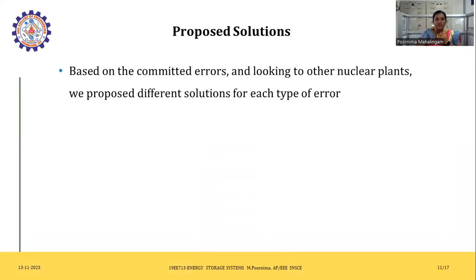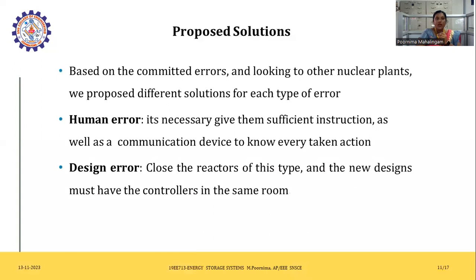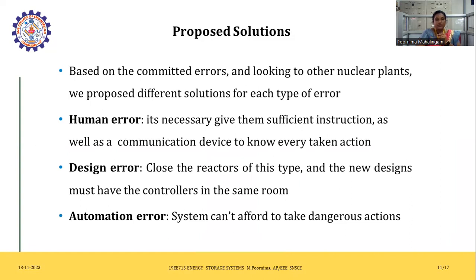So based on the committed errors and looking at the nuclear power plant, we proposed solutions for the three types of error. One is human errors: it is necessary that sufficient instructions as well as communication devices be provided to every user. For the design error, close the reactors of this type, and the new design must be controlled in the same room. And for automation, the system can't afford to take dangerous actions.